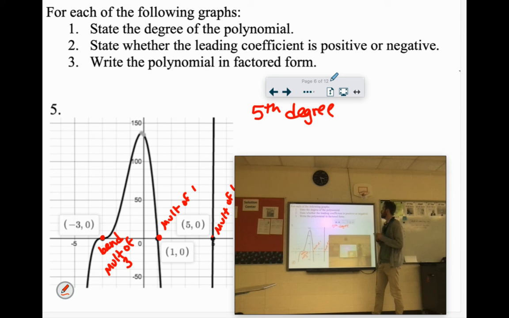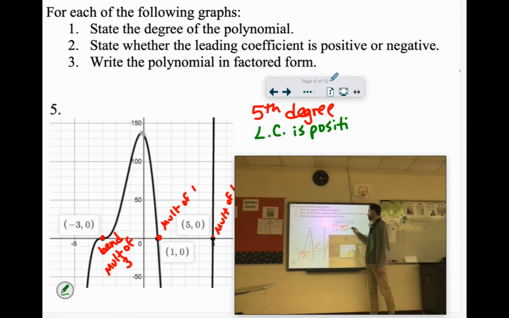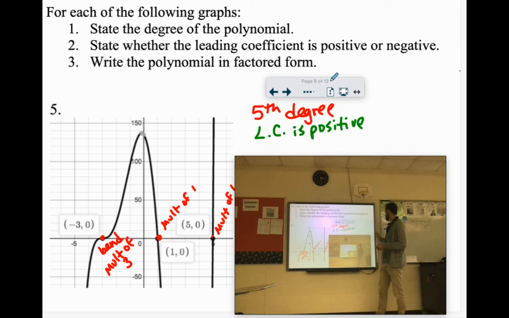State whether the leading coefficient is positive or negative. It starts low, ends high. So that means the LC is positive. Are you sure? Yeah, I'm positive. Use that joke twice. All right, and then write the polynomial in factored form.